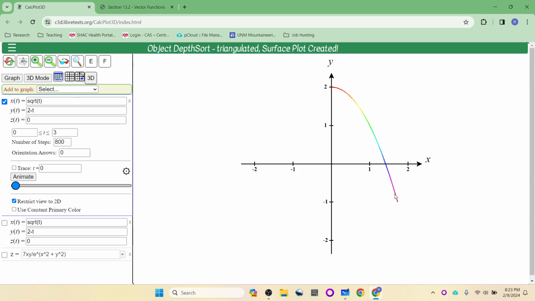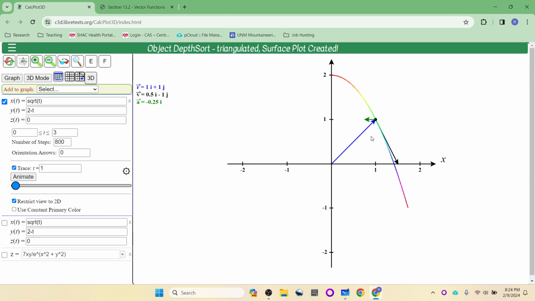Okay. And now we were asked at the point 1, so let's type in for trace t equals 1. And there, it gives us the position vector and the velocity vector, which is lying tangent to it. And the little green acceleration vector, again, we'll talk about that next time. We can animate if we want and see how the black vector is always tangent.